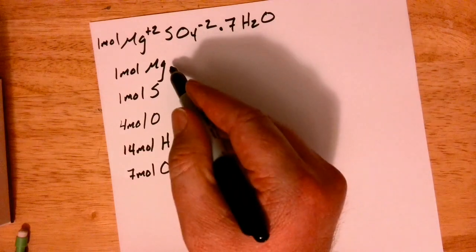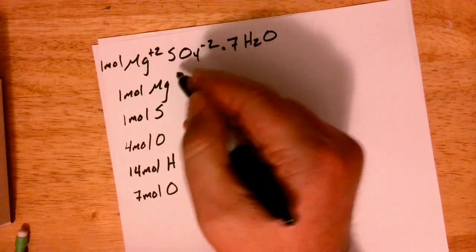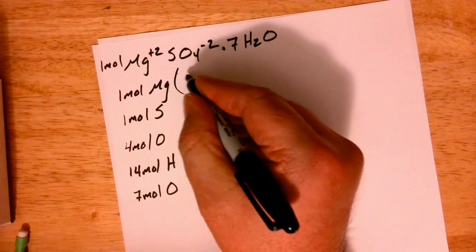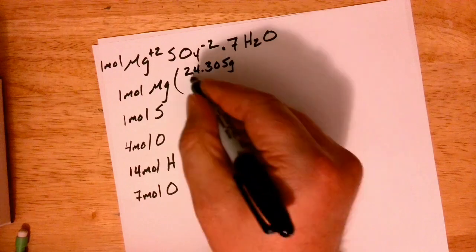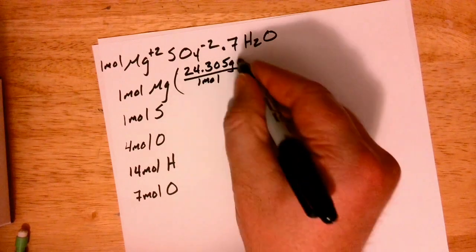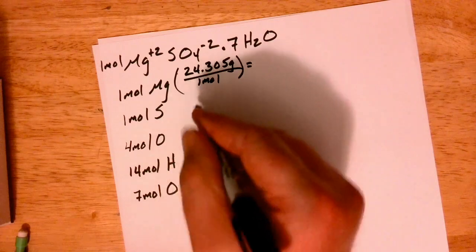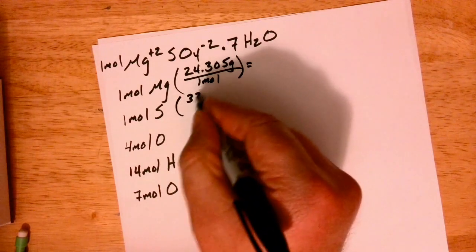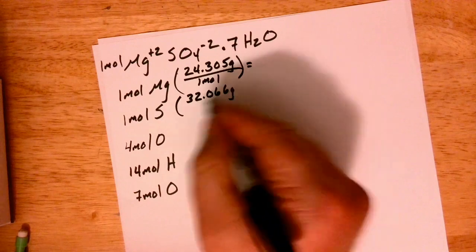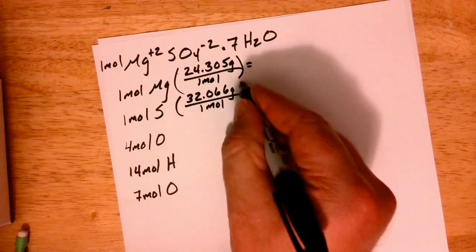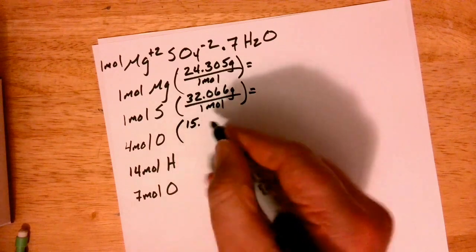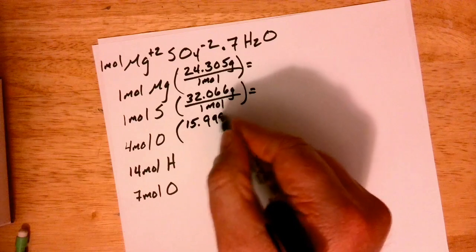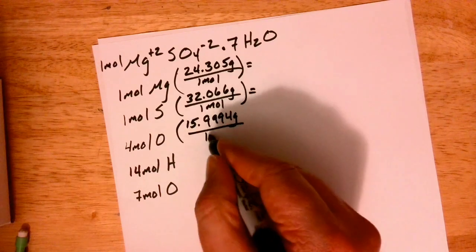Alright, so hopefully you did well. So let's do this again. So magnesium was 24.305 grams for every 1 mole. Sulfur was 32.066 grams for every 1 mole. Oxygen, everyone together, 15.9994 grams for every 1 mole.